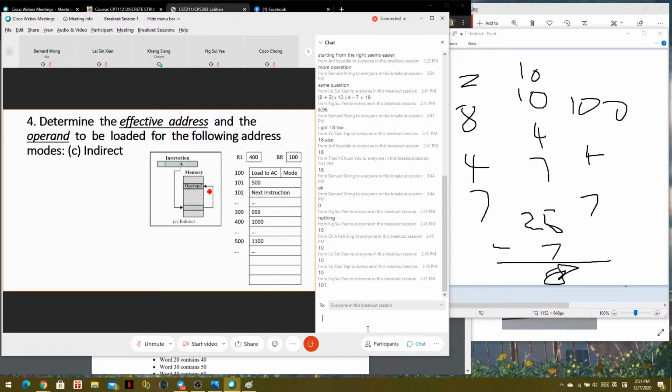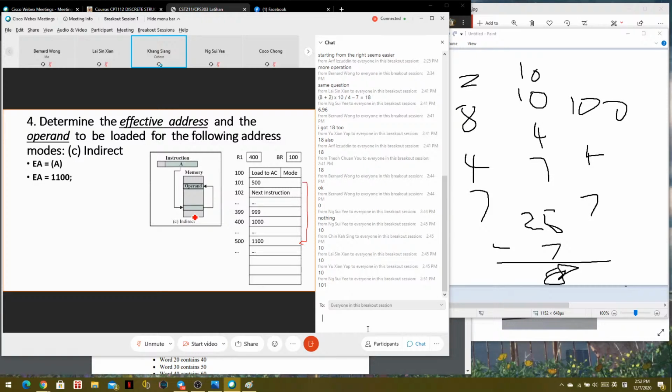So C, indirect. Indirect means pointing 2 times. Now imagine yourself, this one is the whole address. The 100 and 101 is the whole instruction. So where is your EA? This is the content pointer, so it means pointing 2 times. You point this one the first time, you point to the 500. So the EA is 1100.